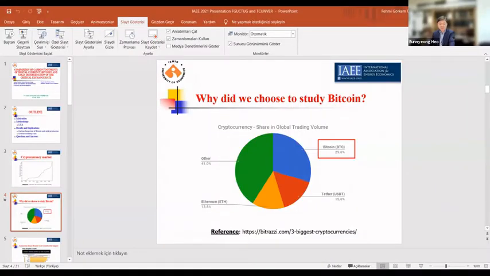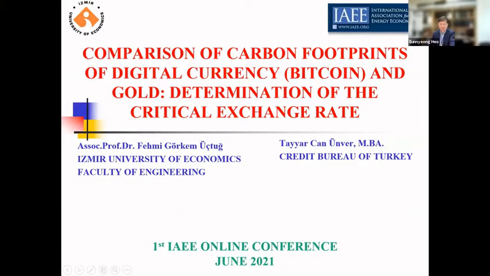The first paper is titled Comparison of Carbon Footprints, Digital Currency, Bitcoin, and Gold: Determination of the Critical Exchange Rate. Dr. Görkem of Izmir University of Economics, Turkey, will present on behalf of two authors. Görkem, please.